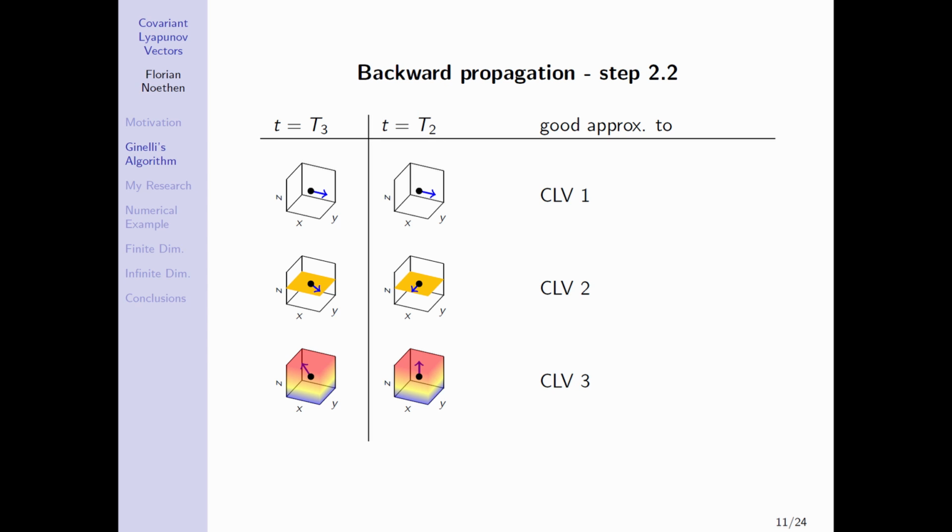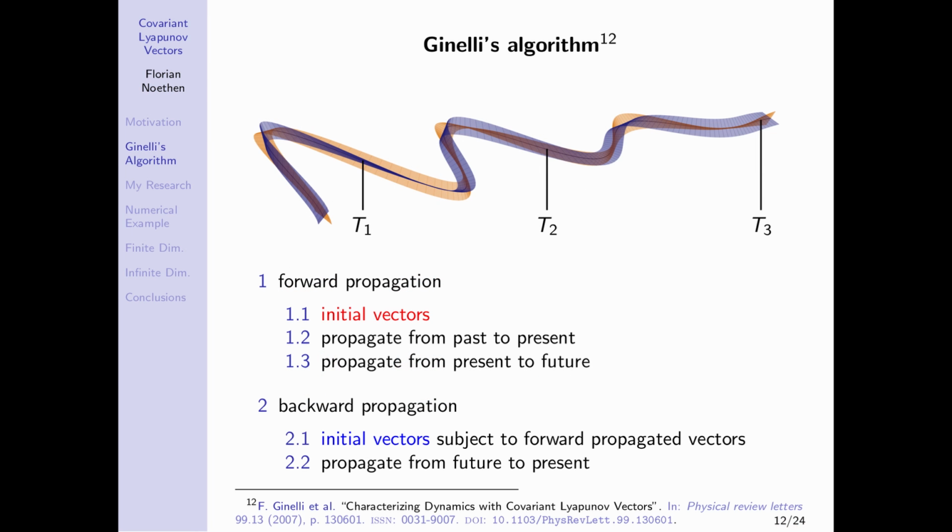Aside from the numerical subtleties, this really is the analytical kernel of Ginelli's algorithm. Let me summarize again. Ginelli's algorithm has two phases: the forward phase, in which we propagate the first set of initial vectors from the past until the future. Then, using the spans or the products of the forward propagation, we initiate a new set of initial vectors in those spans and propagate them backward from T3 to T2 to get an approximation of CLVs.